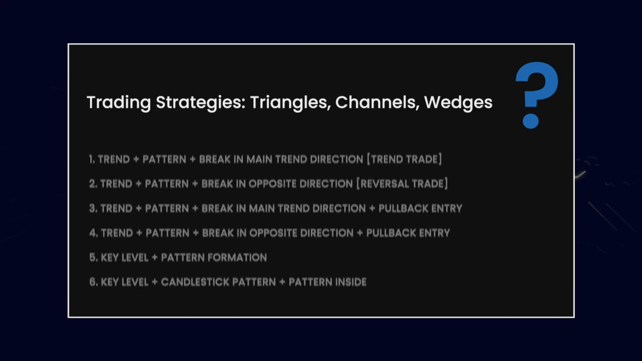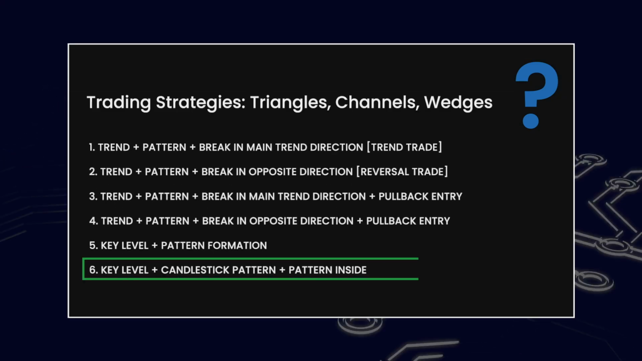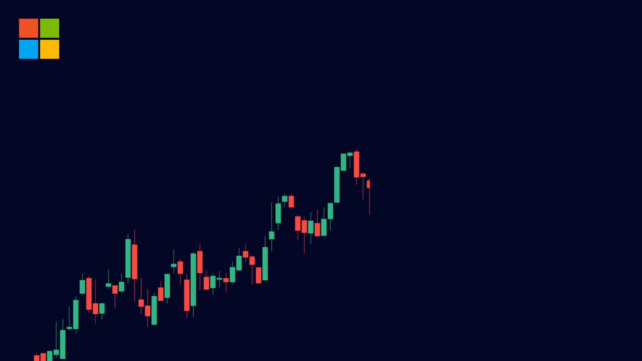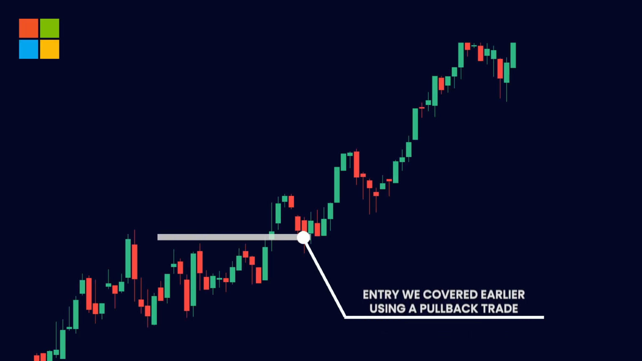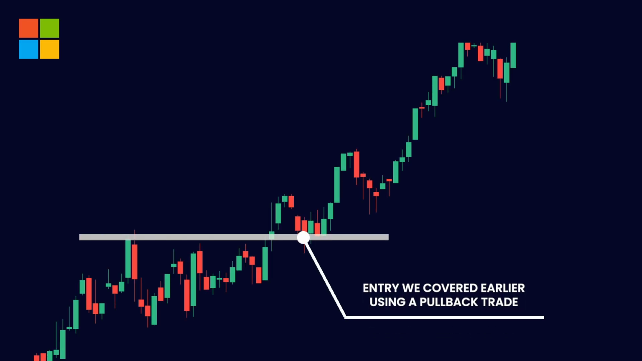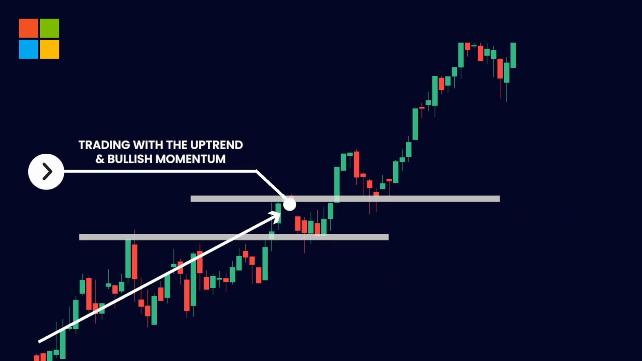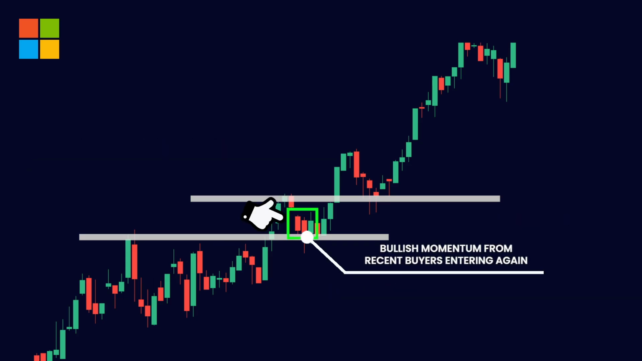Let's move to the final variation. This one starts with identifying a key level, then spotting a candlestick pattern, followed by a chart pattern forming at that level. We're looking at Microsoft stock again. We've seen an earlier pullback entry, but this is a second chance using a new variation. Here are the strong signs in your favor. You're trading with the main uptrend, there's momentum from the pattern breakout, and the long trades that followed.